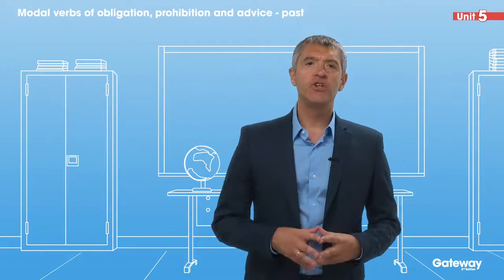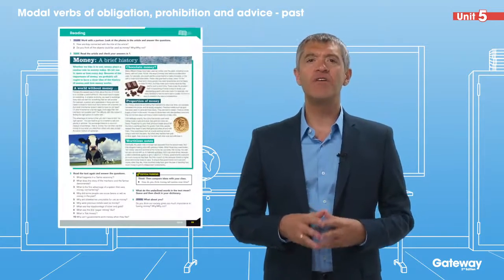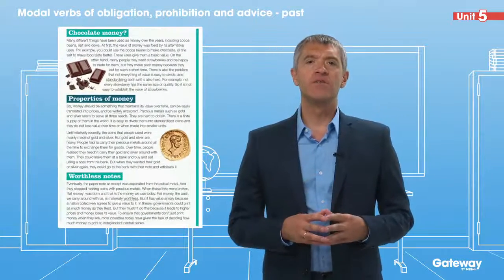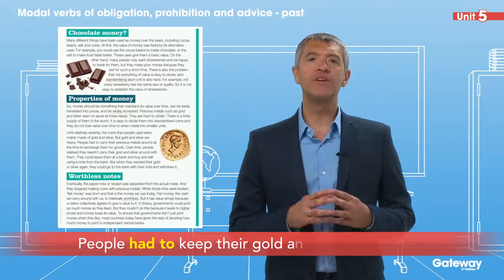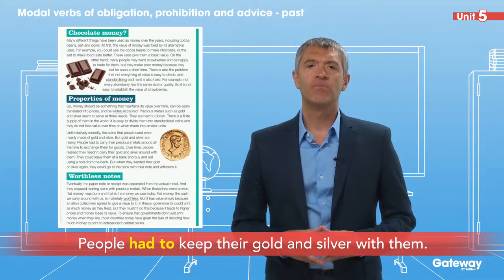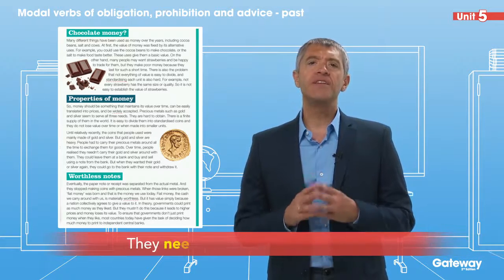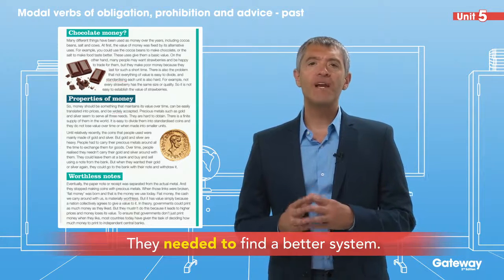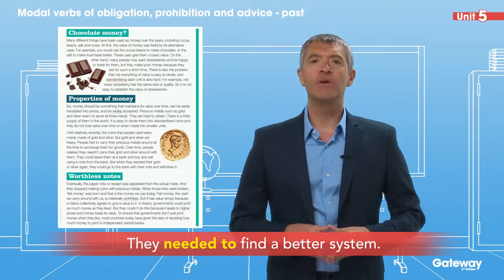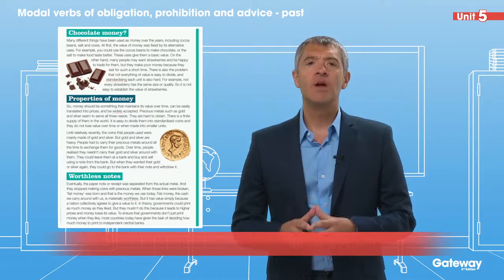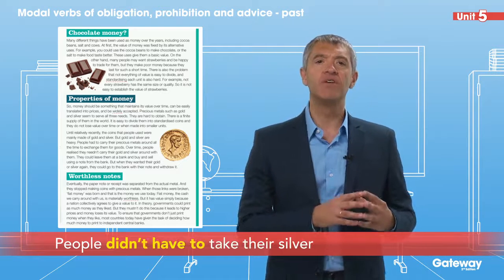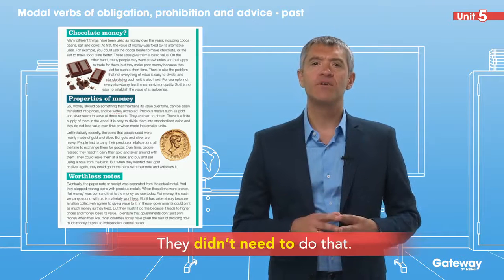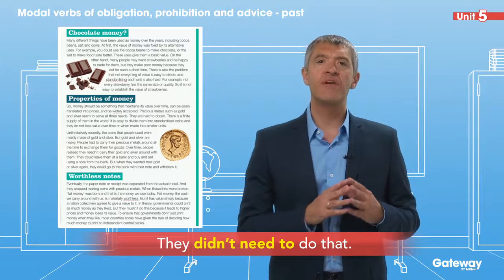In Unit 5, you learnt a little about the history of money. Before banks existed, people had to keep their gold and silver with them. They realised that they needed to find a better system. When banks were invented, they became very popular because at last, people didn't have to take their silver and gold with them. They didn't need to do that because banks looked after their valuables.